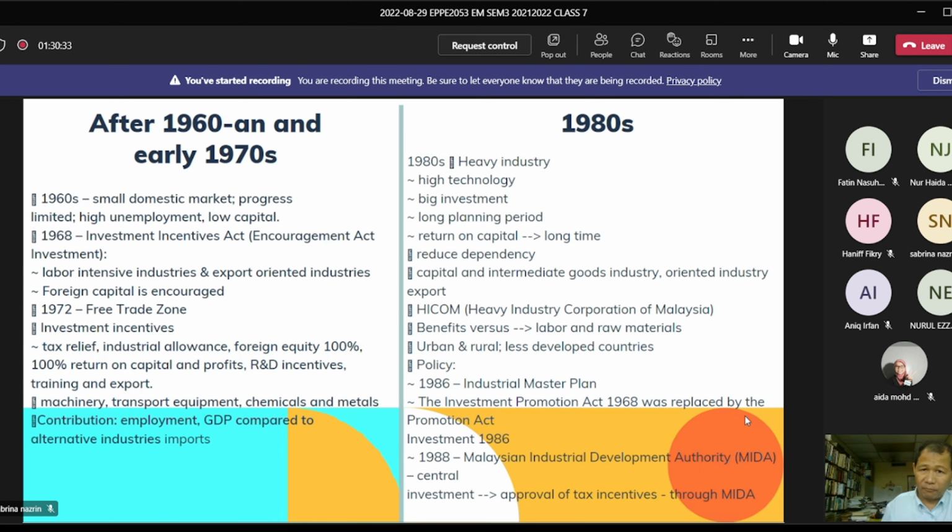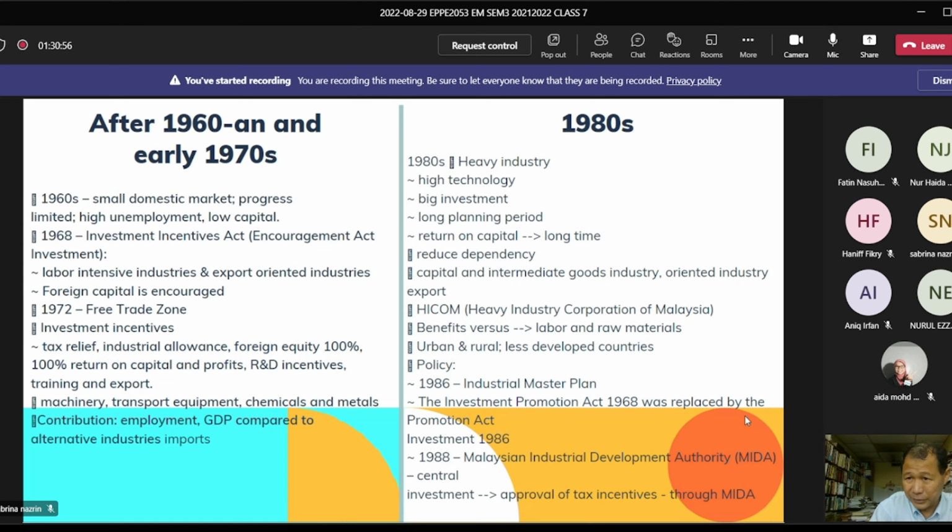Okay, these are. And so please edit your slide so that people do not get the wrong idea, that people would think by 1972, oh, 100% ownership.